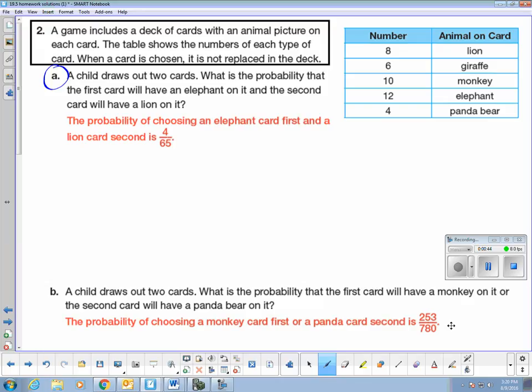In problem number 2, we have a game that includes a deck of cards with an animal picture on each card. And you'll see over here on the right, you'll see what's in this deck of cards. The table shows the number of each type of card, and when a card is chosen, it is not replaced in the deck. So when I take out a card, I'm not going to put it back in the deck. Therefore, these are dependent events. So I'm just going to write that over here to remind me.